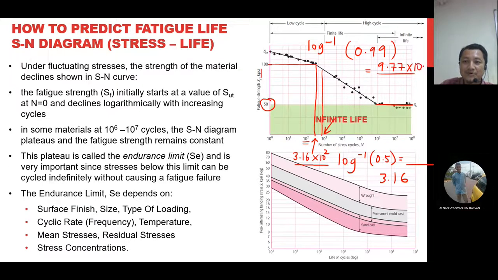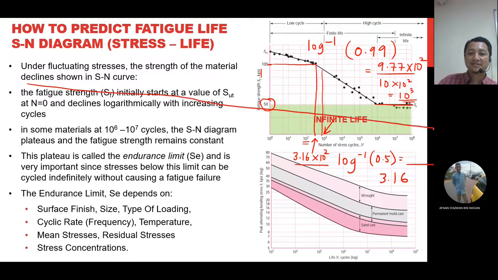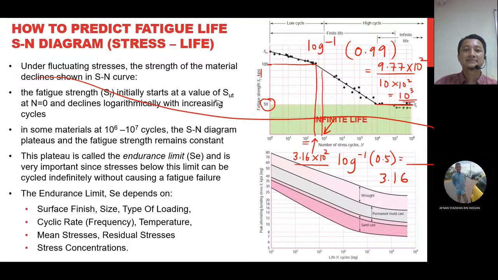9.77 darab 10 kuasa 2. Dia hampir 10 kuasa 3 lah. Ini lebih kurang 10 kan? Lebih kurang 10 darab 10 kuasa 2 sama dengan 10 kuasa 3 lah. So log dia macam tu. Kalau kita tak plot ni log, kita punya ground tak cukup. Dia akan jadi panjang berjela sampai ke hujung sana. Terpaksa kita log kan ya. Baru graf tu boleh masuk dalam buku kamu. Dia tak boleh masuk lah. Kalau nak pakai linear kan, dia tidak akan jadi straight line juga. Dia akan jadi macam tu. Log punya style lah. So luckily we log it.